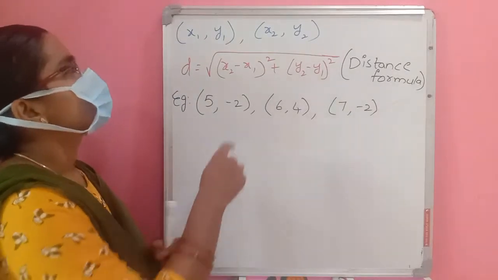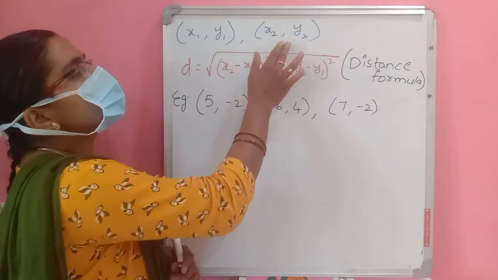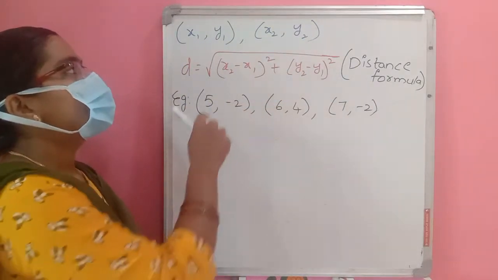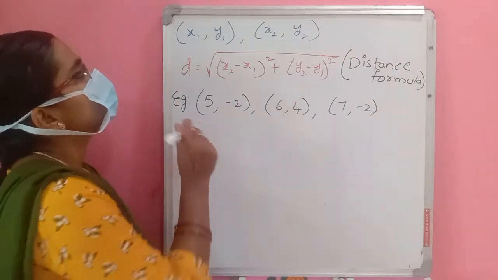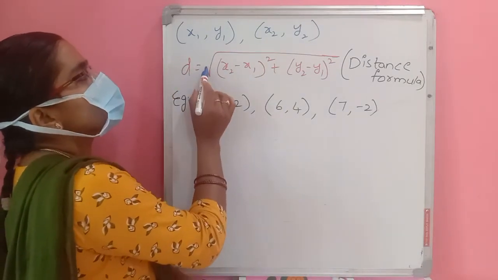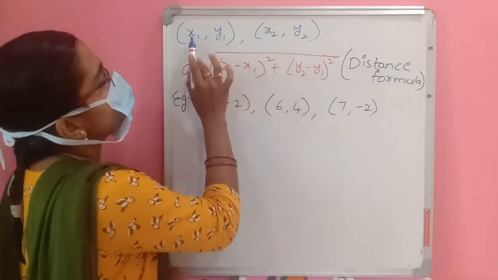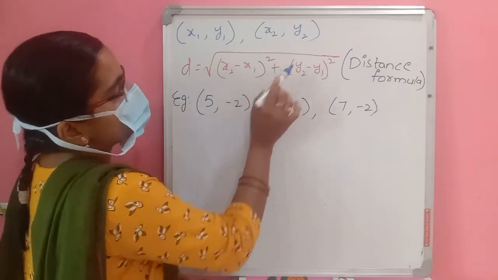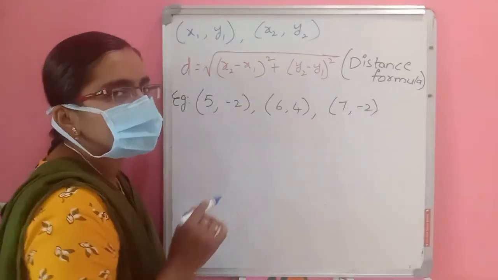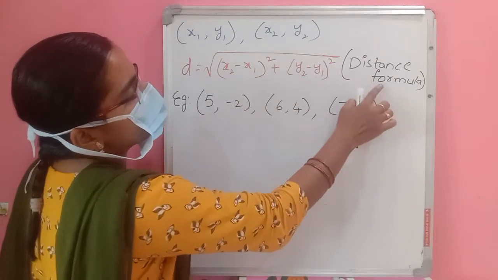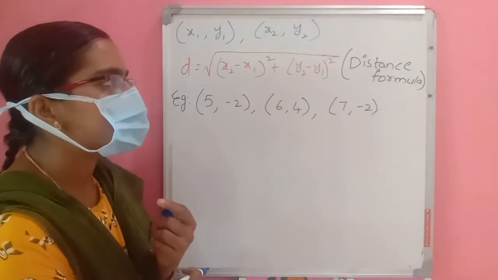Here, if the distance is between x1 y1 and x2 y2, these 2 points, then the distance formula is d equal to square root of x2 minus x1 whole square plus y2 minus y1 whole square. This is called the distance formula.